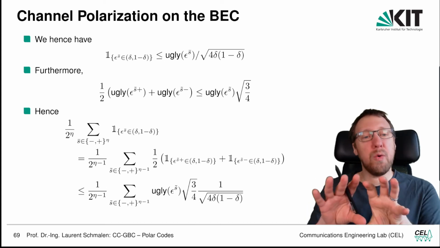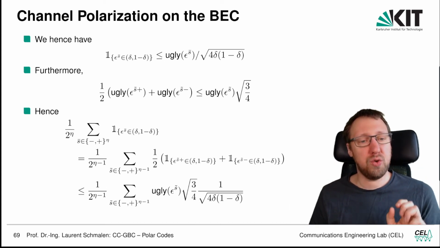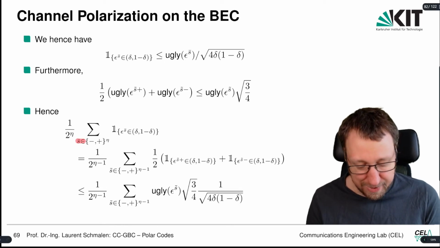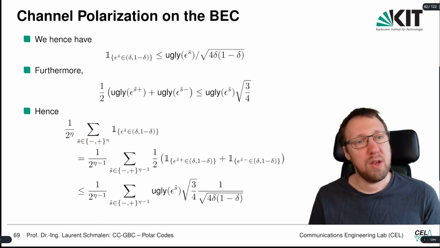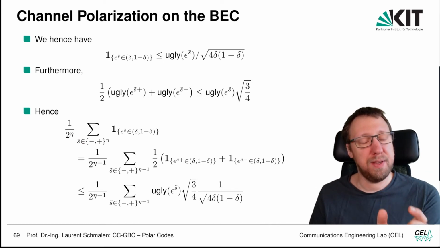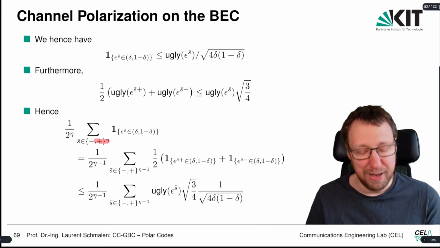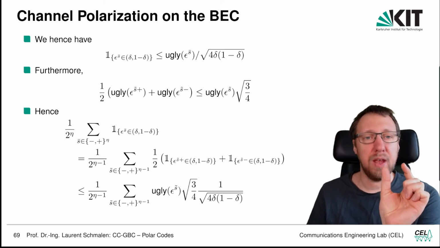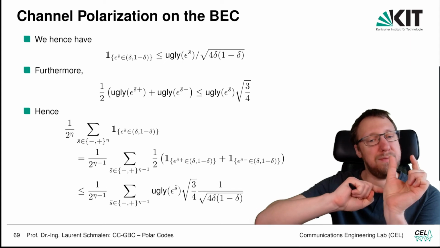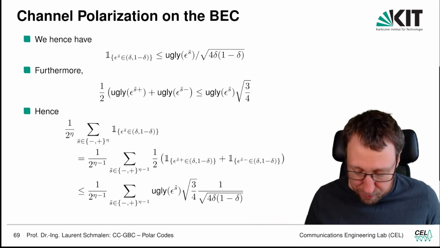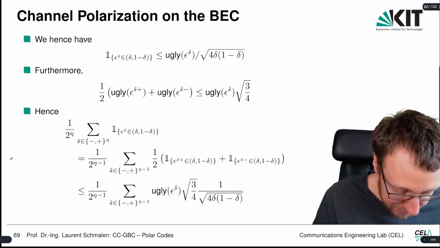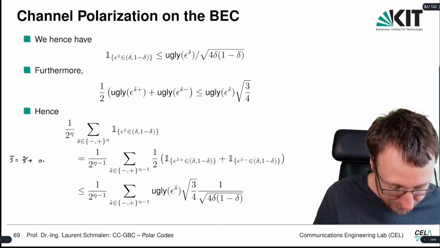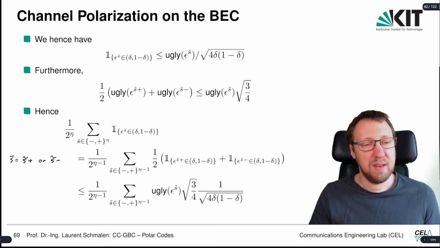So now we subdivide the sum into two sums. Instead of going over all s bar of length eta, we go over all s tilde of length eta minus 1, and we add either plus or minus. So s bar is equal to s tilde plus or s tilde minus.